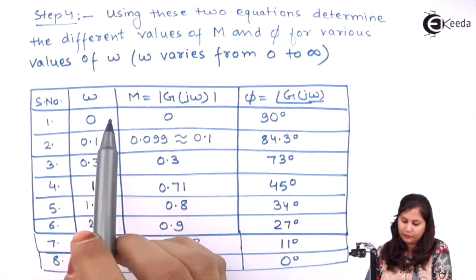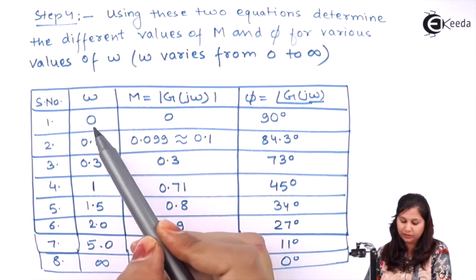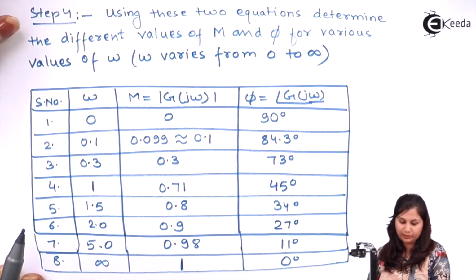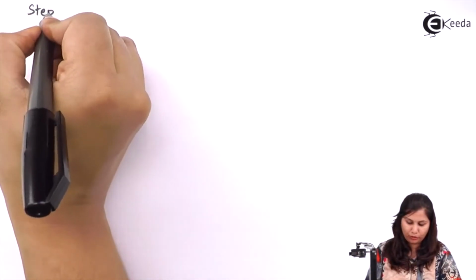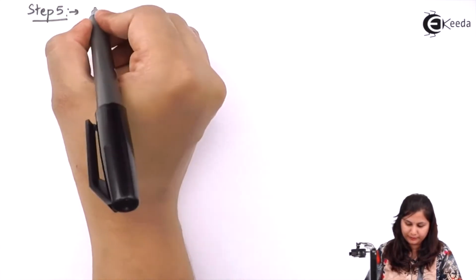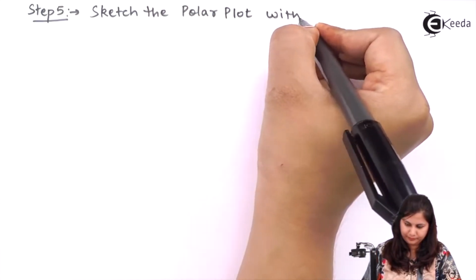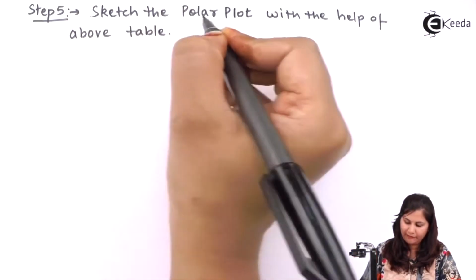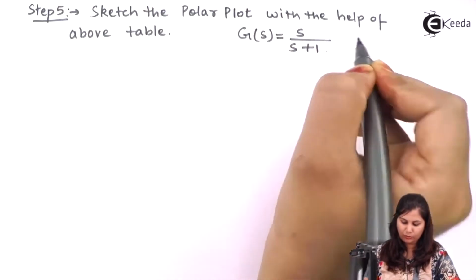So we have got the values of the magnitude and the phase angle for different values of omega in the range from 0 to infinity. Now, using this table, plot the polar plot of the system. So our step number 5 will be to plot the polar plot. We were having our open loop transfer function given to us as s upon s plus 1.